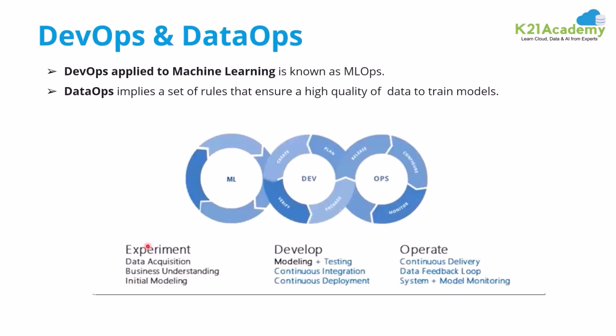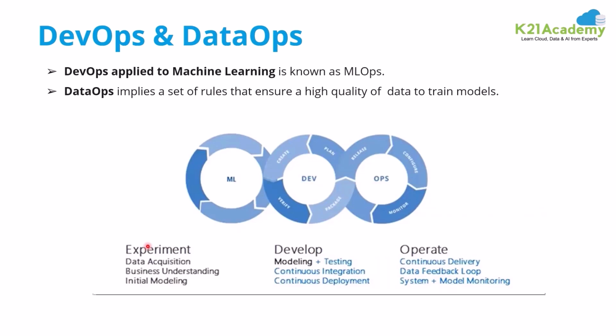Now, just to give you insight about one more important thing, this again goes hand in hand with machine learning. DevOps applied to machine learning gives you MLOps. DataOps basically implies putting in place a set of rules that will ensure high quality of data. If you want to ensure high quality of data, then you need to have operationalization of the data also. So there is something called DataOps.